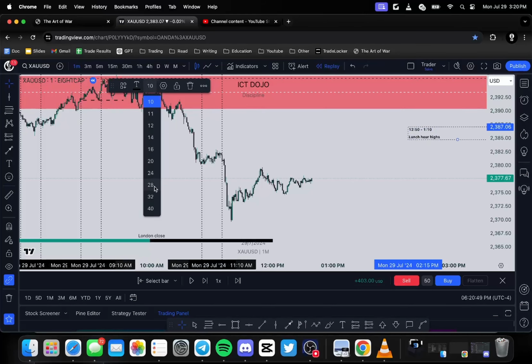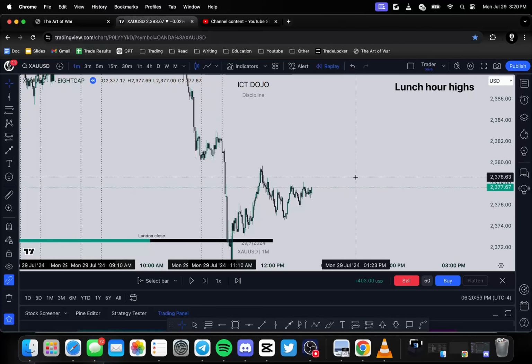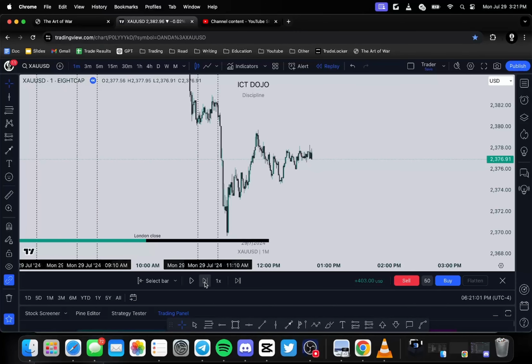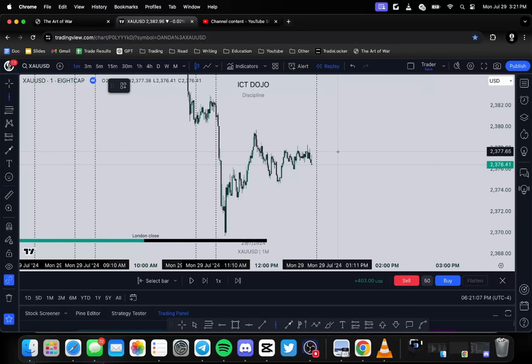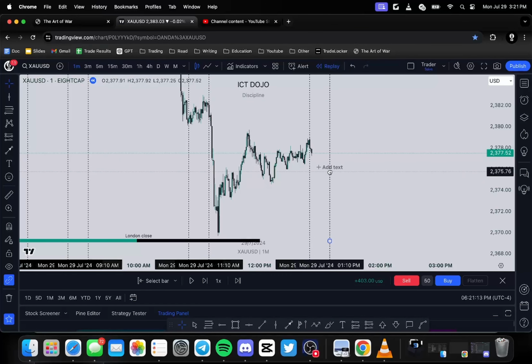So obviously during the macro, we'd want to see it push away from the highs and then go sweep them after. So let's see, from 12, the highest point is right here. This is the highest point from 12. Let's see if it goes any higher. Okay. 12:50 to 1:10. Oh, what's going on? I just lagged a bit.